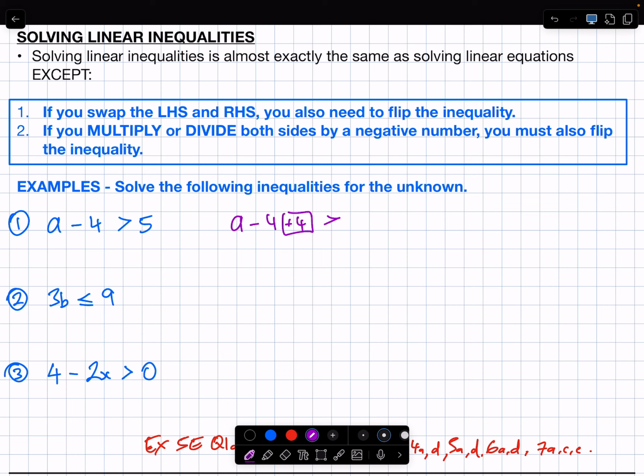I'm just going to ignore the inequality. I'm just going to rewrite it. 5 plus 4. Negative 4 plus 4 is going to be nothing. So A greater than 9. Did I choose to flip the left-hand or right-hand side at all? No. Did I times or divide by a negative number? No. So I don't need to flip it. Just leave it alone. Give some time, a couple of moments to get that, please.